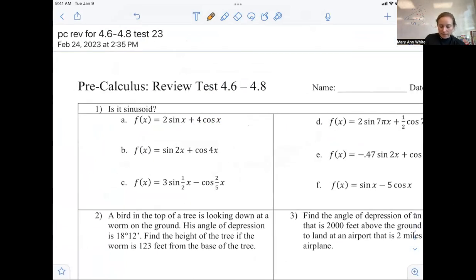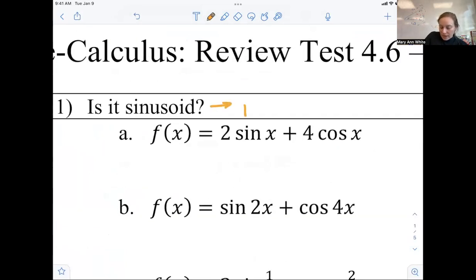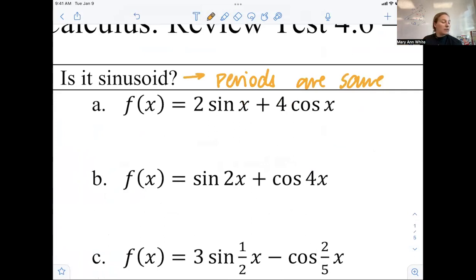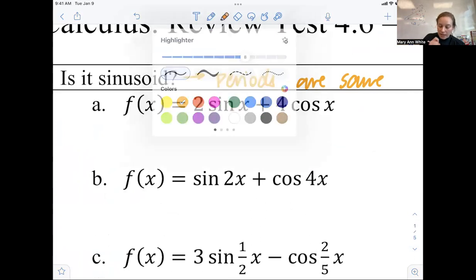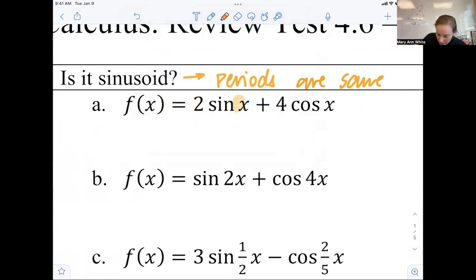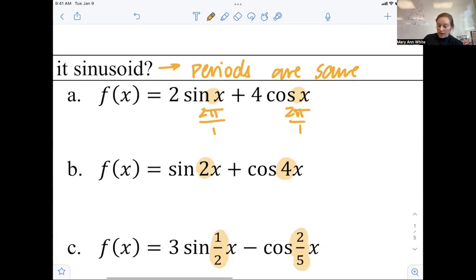Is it a sinusoid? It's a sinusoid if the periods are the same. And that's all that matters. Are the periods the same? If yes, they're sinusoid. If no, not sinusoid. Remember, we look for the periods at the number in front of x. So whatever number is right here, that helps me know the period. These numbers help me decide the period. And the period you find by doing 2 pi divided by that number b. So 2 pi divided by 1, 2 pi divided by 1. That's going to be the same number. So letter A is yes.